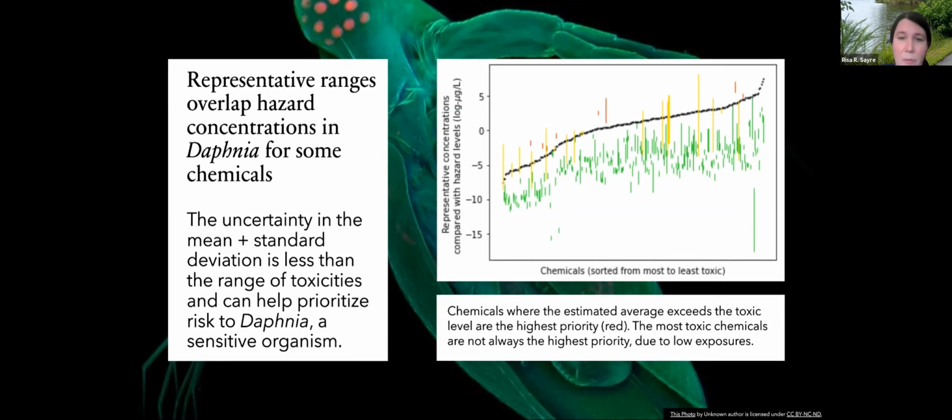These black dots are the predicted no effect concentrations for Daphnia in our chemicals. And the vertical lines are the estimated representative ranges. So if you remember the stoplight coloration from before, for most chemicals we're in the green, but there are some chemicals for which all the expected concentrations exceed the toxicity values. The interesting thing about this approach is you can see that none of the most toxic chemicals are actually the highest priority because they're just not showing up in the environment so much.